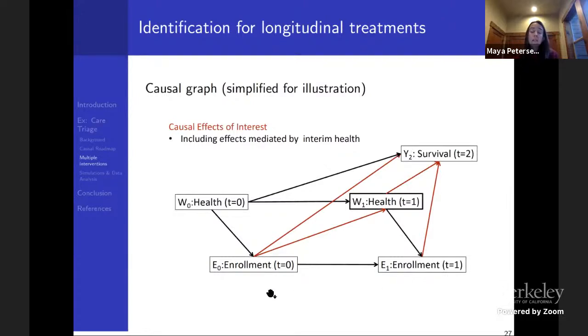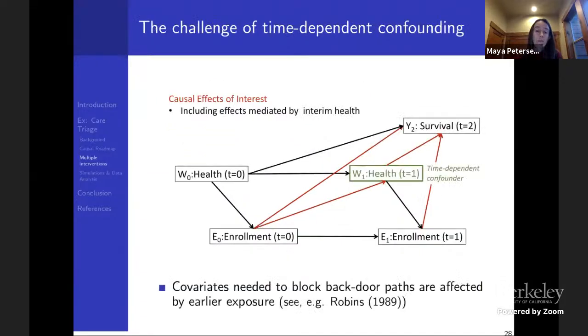Importantly, though, in these longitudinal settings, often we have cases where part of the effect of that early enrollment decision on that final outcome is mediated by these time-varying intermediate variables. For example, whether or not I enroll at the first time point might affect my health at the second time point, and my health can also be important in determining my final survival. So we have a causal pathway here. But importantly, my health at this post-baseline time point can also act as a confounder, because it can also determine whether or not I enroll at the next time point. Patients, for example, who don't enroll and become sicker may be much less likely to enroll. And so this variable is classically referred to as a time-dependent confounder.